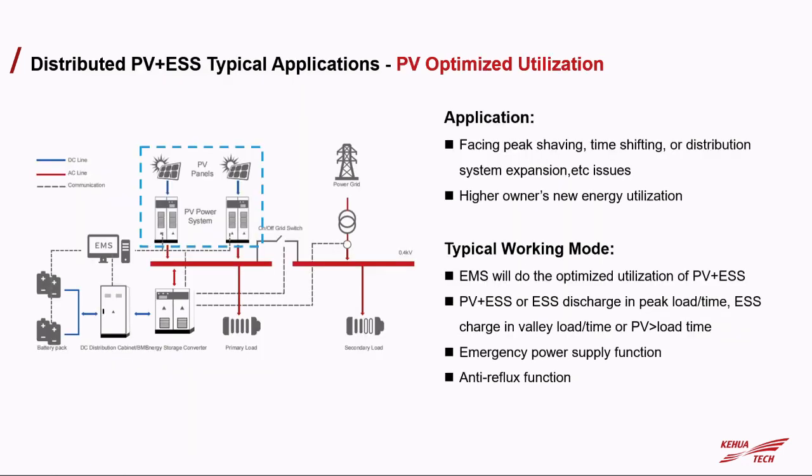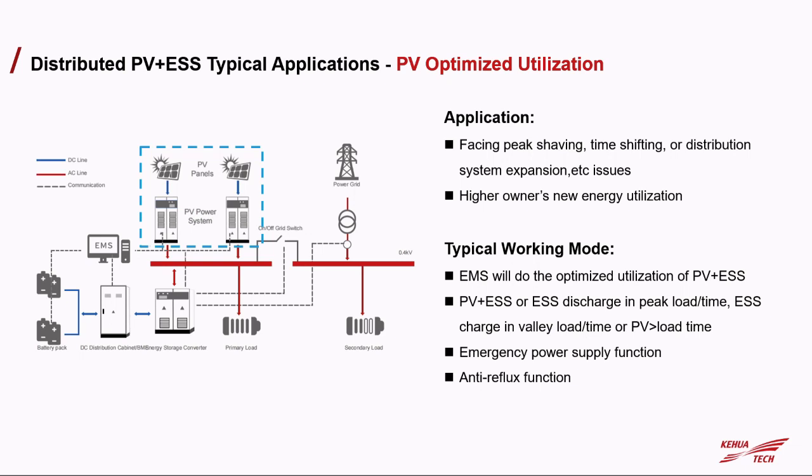And also, this is PV optimized utilization. I think it's popular now because there are so many existing PV systems. If there is only a PV system, you can say if the PV energy is greater than the load, then the extra energy will be injected to the grid. If the PV energy is not enough, like at night, or if the PV energy is not good, you need to get energy from the grid to supply your load.